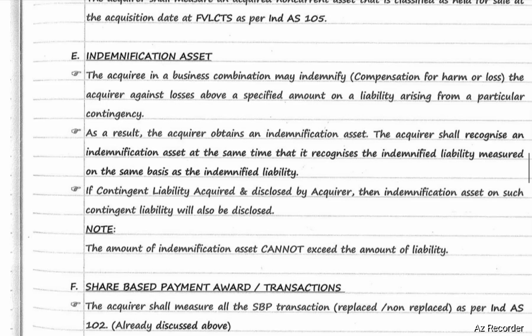The acquirer shall recognize an indemnification asset at the same time that it recognizes the indemnified liability, measured on the same basis as the indemnified liability. If a contingent liability is acquired and disclosed by the acquirer, then the indemnification asset on such contingent liability will also be disclosed. The amount of the indemnification asset cannot exceed the amount of the liability.